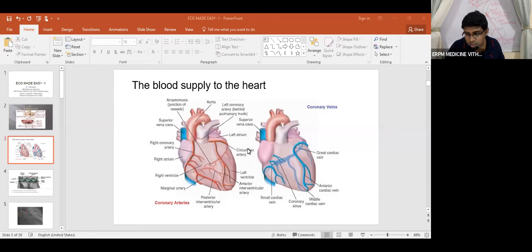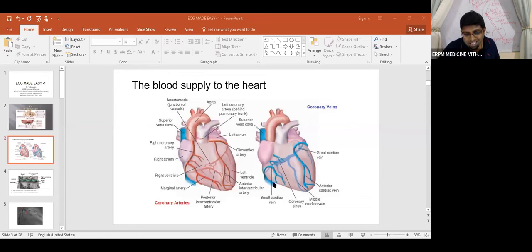Understood? Yes or no? So coming here, guys, look here. This is your anterior interventricular artery. It supplies part of the left ventricle, and this portion of the right ventricle. You can imagine what is inside is the interventricular septum.